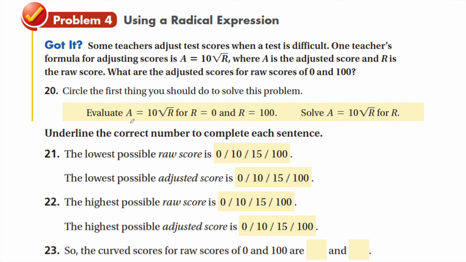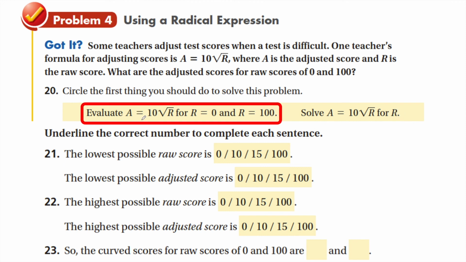Well, evaluate a equals 10 times the square root of r for r equals 0 and r equals 100. In other words, plug in a 0 for the r and plug in a 100 for the r. Or solve a equals 10 times the square root of r for r. In this case, we have the raw score, so we don't need to solve for r. Therefore, I'm going to evaluate it based off of the 0 and the 100.